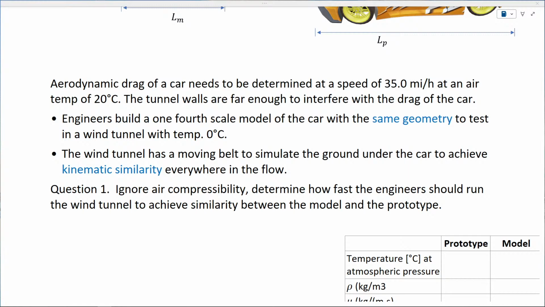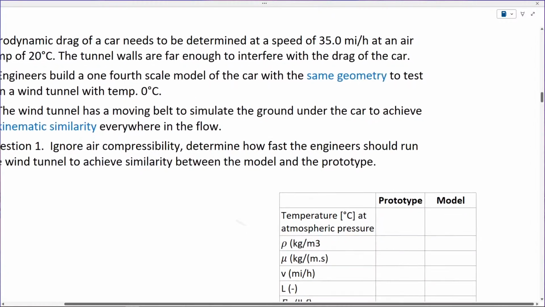So we put this in a wind tunnel, where we created a small physical model with a smaller scale than the prototype, and the tunnel walls are far enough not to interfere with the drag force of the car. So we have a big wind tunnel, in which the walls will not interfere with the car. The engineer built a one-fourth scale model of the car with the same geometry to test in a wind tunnel at a temperature of 0.